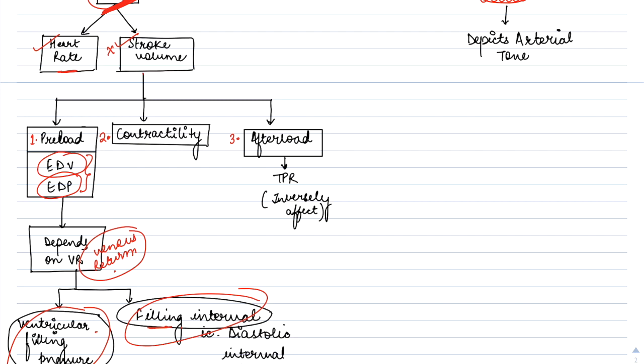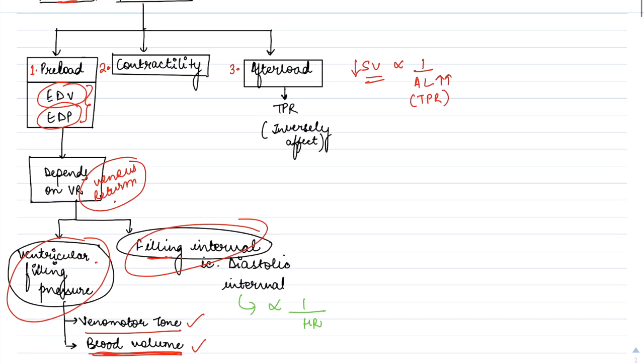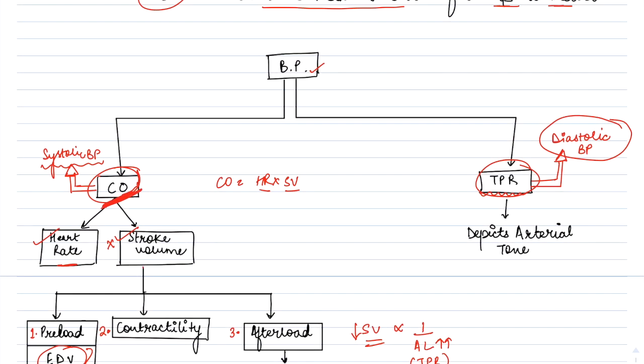And afterload is actually inversely related to the stroke volume. The stroke volume will be inversely related to the afterload. That is, more is the afterload, that is, more is the total peripheral resistance, less will be the stroke volume. Okay, now the second part that affects the diastolic BP is the total peripheral resistance.